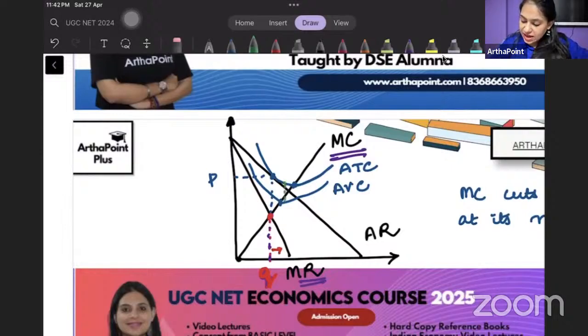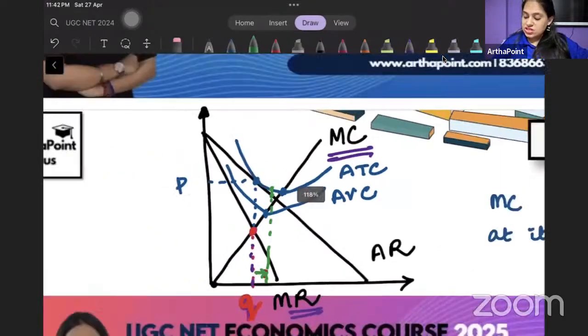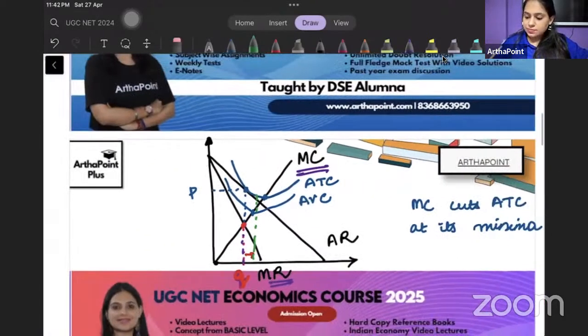So you realize that at this level of output, let me zoom this, beta. If I increase my output, my cost will be more than AR. My cost will be more than AR. So I will make a loss. I cannot bear a loss also. So this is also incorrect. So this statement is also not correct.